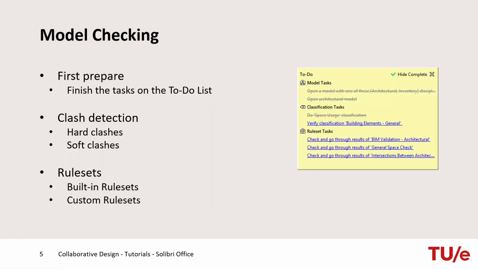One of the most important functionalities of Solibri is model checking. Before you can start checking, you should first take a look at the tasks on the to-do list. A rule set, a single rule, or an ITO, which will be discussed later, can contain tasks. The purpose of the task is to ensure the required data is valid and available for checking, and thus, gives reliable results.